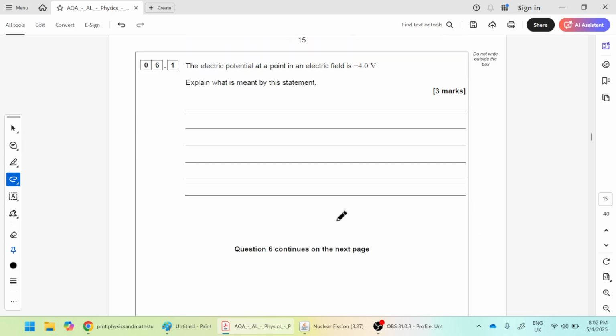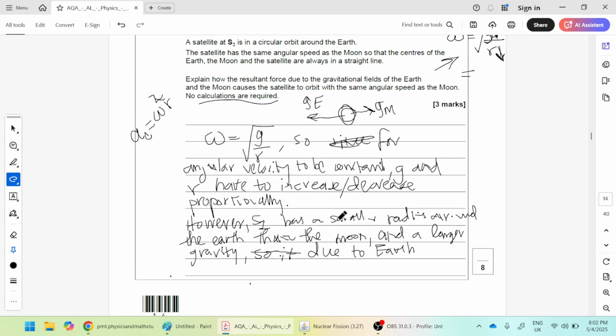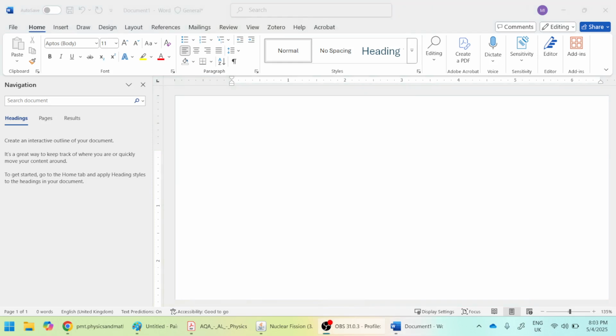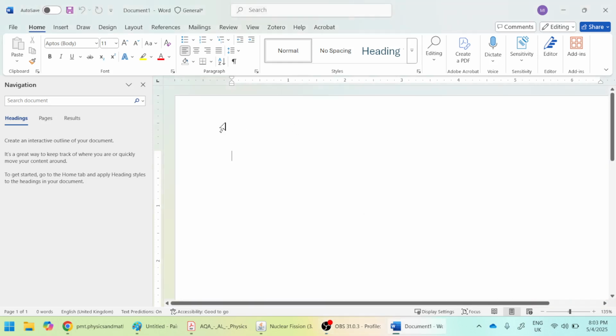This tool is so annoying. A larger gravity due to Earth. So its speed would be... okay. I'm kind of sick of this. I think I'm going to edit this out. Yeah, I'm going to edit it out. Sorry, where were we?